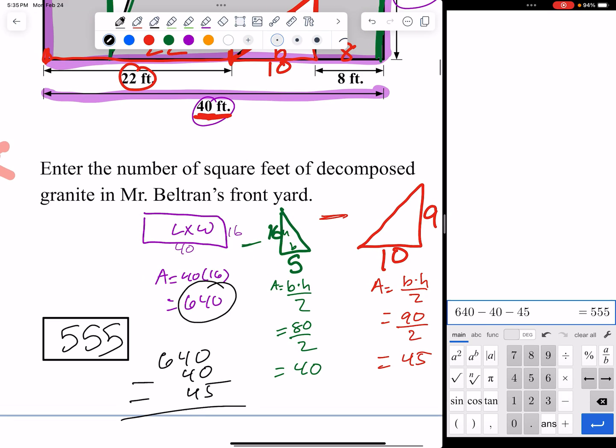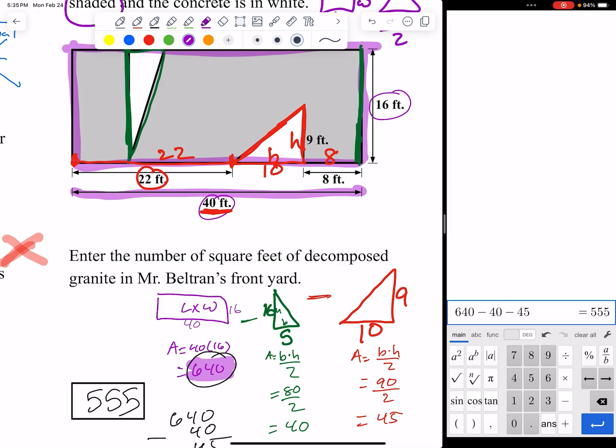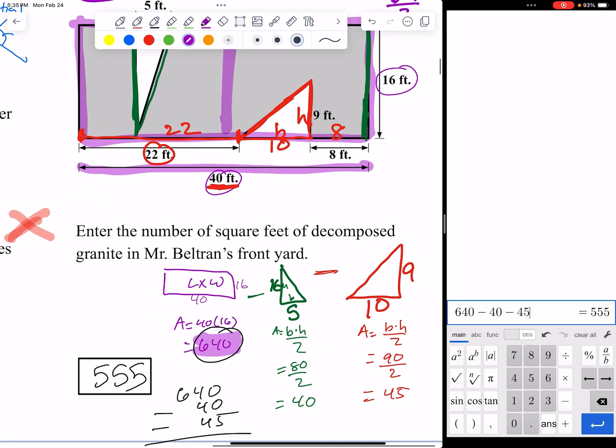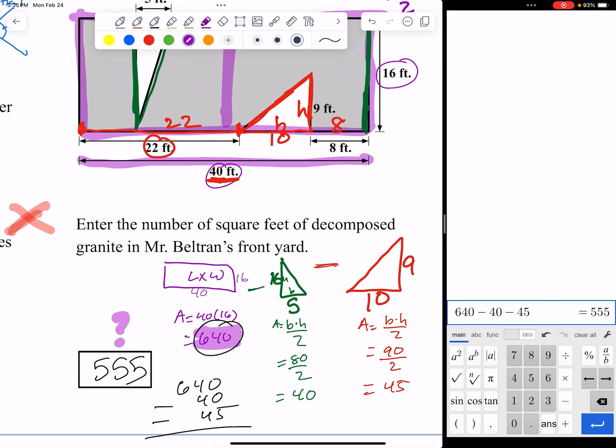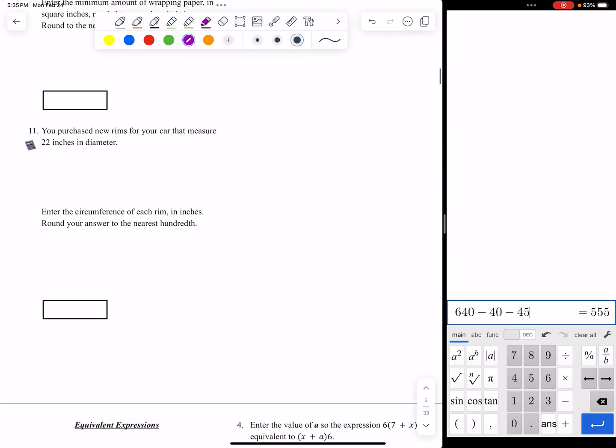And as I'm thinking about it, the whole thing was 640. Did I take out a huge chunk of my yard with concrete? No, right? It wasn't even half. It was like a smaller piece. I mean, there's 2 pieces. But remember, if I eyeball it, there's half and half. Those 2 triangles don't even fit into half of it. So does 555 sound reasonable? Yeah, I think that's okay. I think I did okay. All right, let's see, 10, 11, and then we're done.